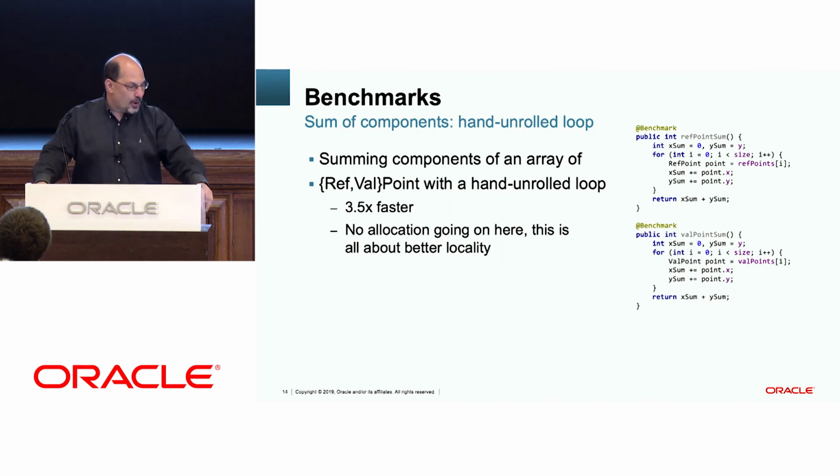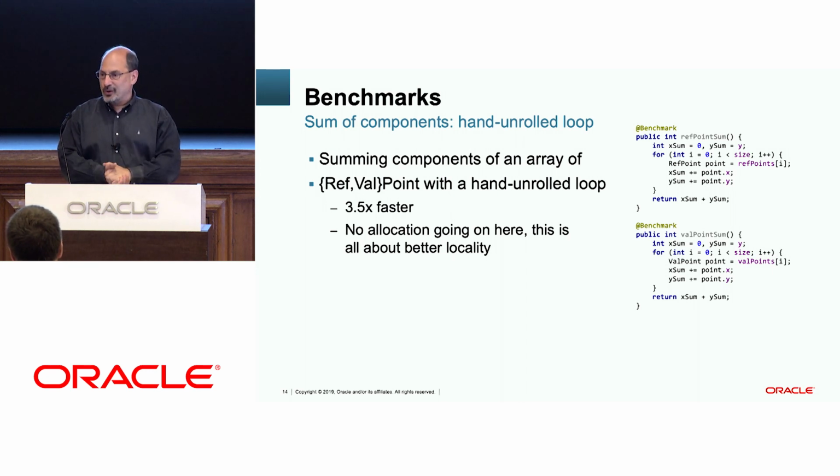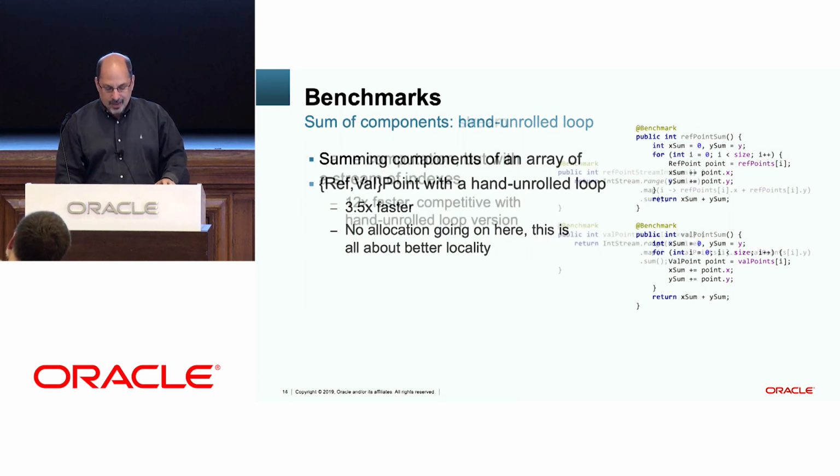But that's kind of a cheaty example because it's sort of a pathologically good situation. So, I ran a few others where I took the array of points example that they had pictures of earlier, allocated one of these, initialized it, and then just added up the x and y components, with a hand unrolled loop, nothing fancy. And I saw in that case something like a 3.5x performance improvement. Since there's no allocation involved in this particular workload, this is all just due to better locality. That's maybe a little bit less cheaty of an example.